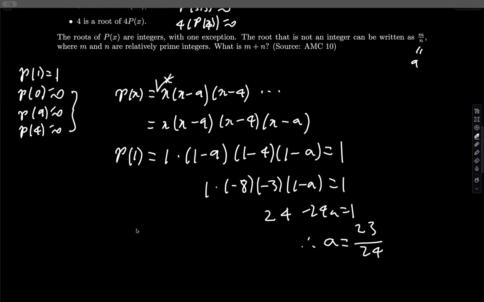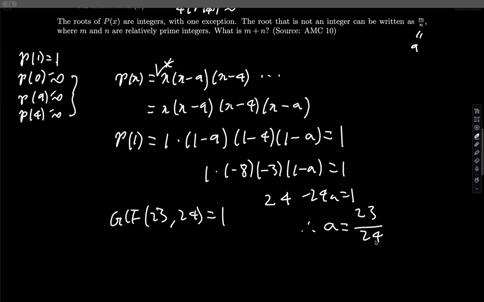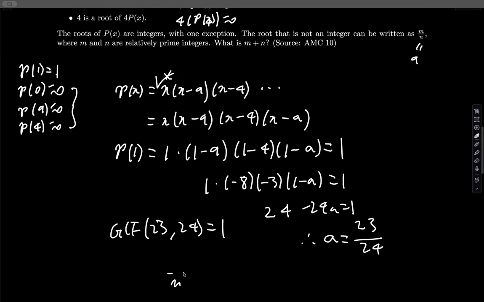And we also know that 23 and 24 do not share a common factor. So we know that they are relatively prime to each other. So we know that m over n is equal to 23 over 24. So we get 23 plus 24 is equal to 47.